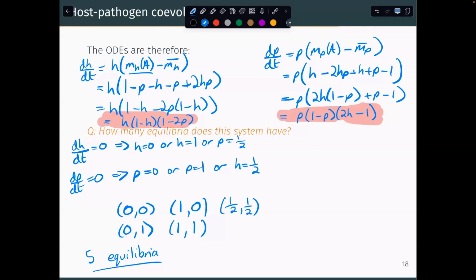So 0, 0 is basically, well, actually all of these here are states where one allele has fixed in each of the populations, right? So one of the alleles is at 100% frequency, the other allele is at 0% frequency. So here, allele A in the host population is at 0% frequency, and allele A in the pathogen is at 0. Here, allele A is at 0 again, but allele B is now at 0. So allele A is at 100% and so on, okay?